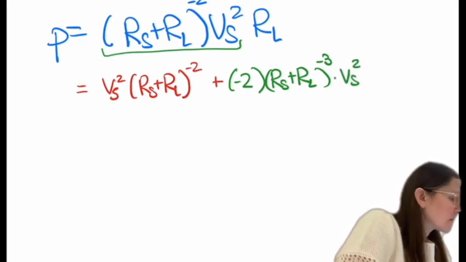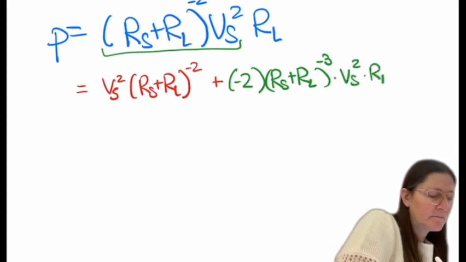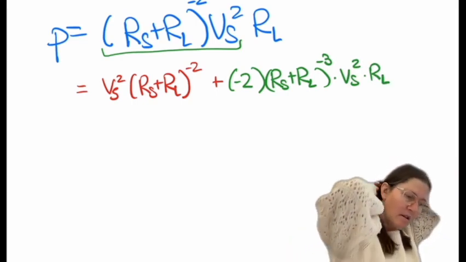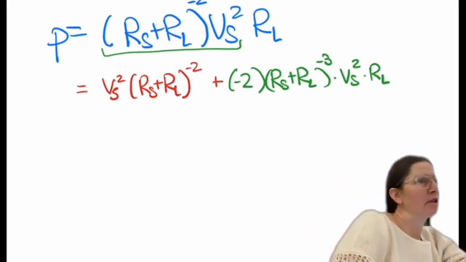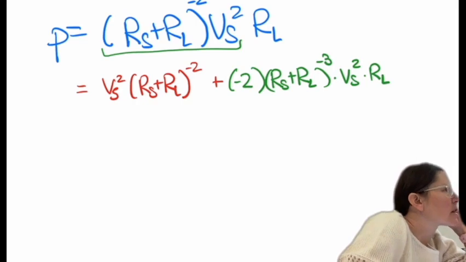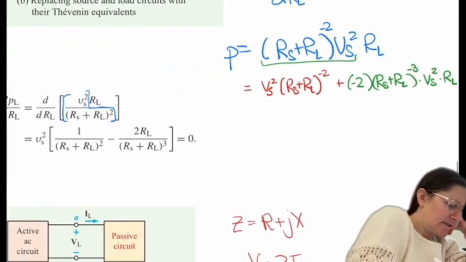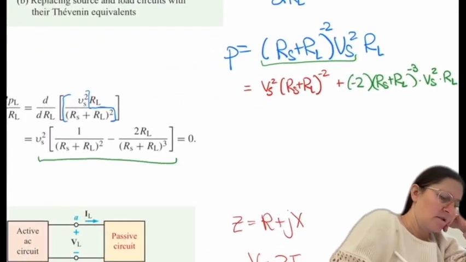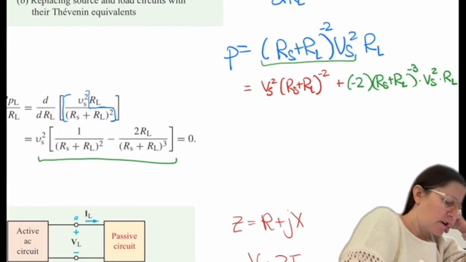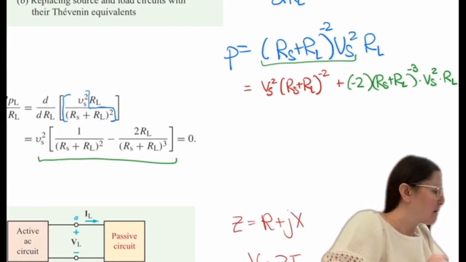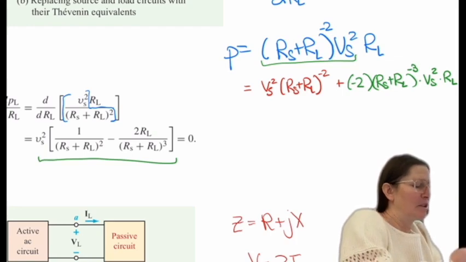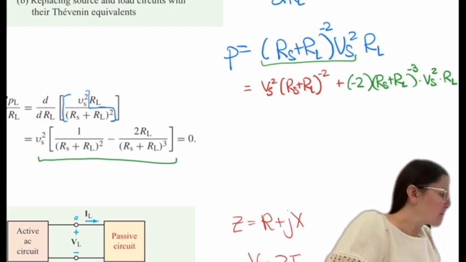VS squared times RL. And then I take the derivative of the inside, which is just 1. The RS plus RL, that will just be a 1. So rewriting this, it is rewritten as this: minus 2 RL, the VS squared goes out, and then I have the RS plus RL cubed on the bottom. So I set that equal to 0.